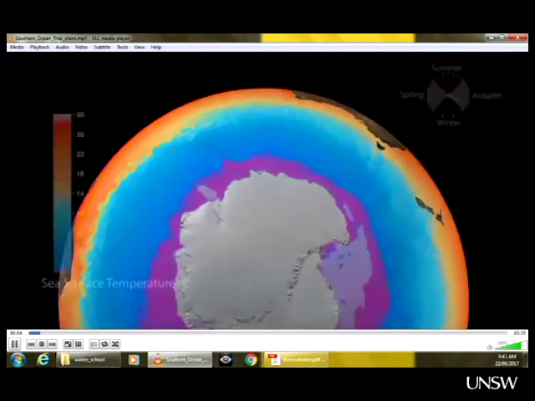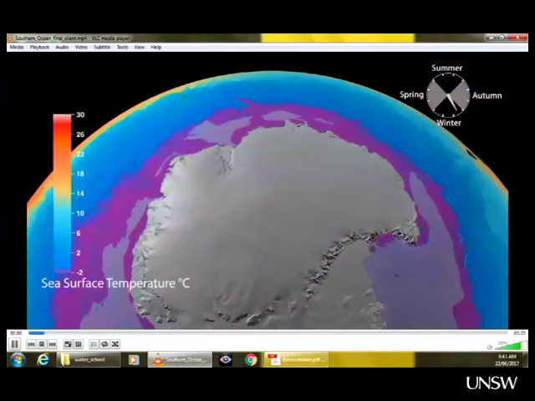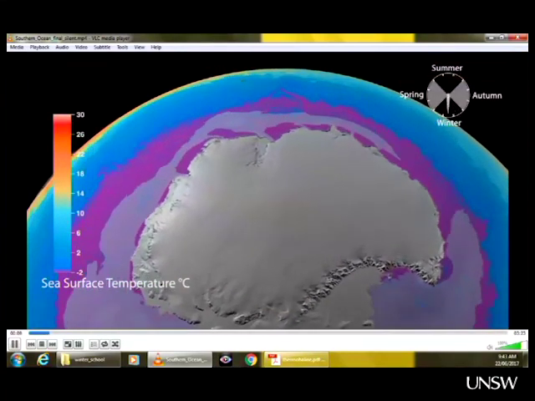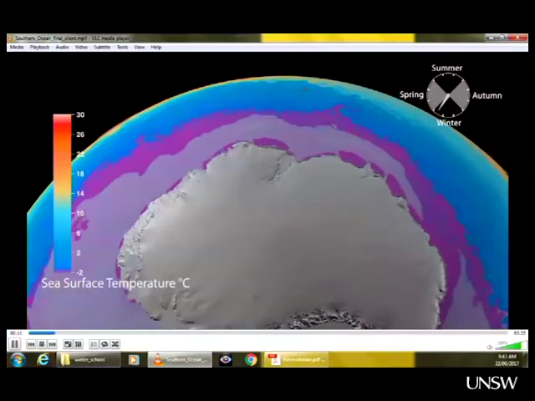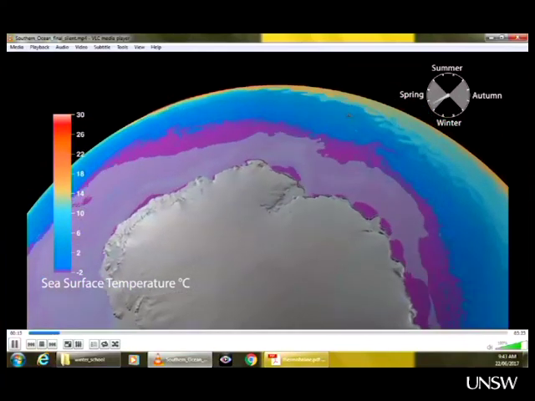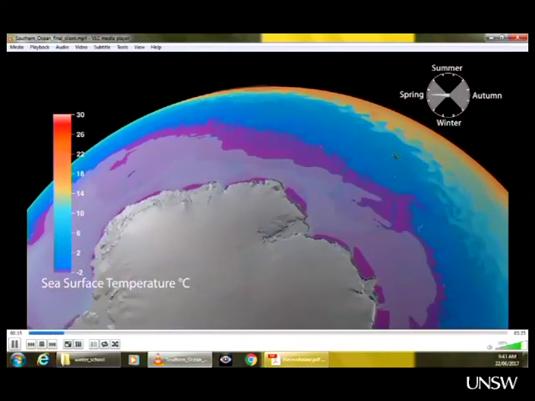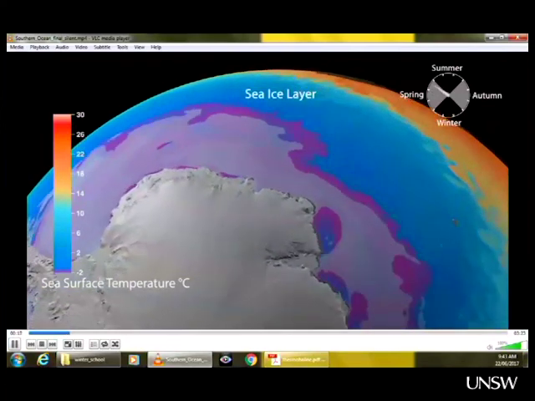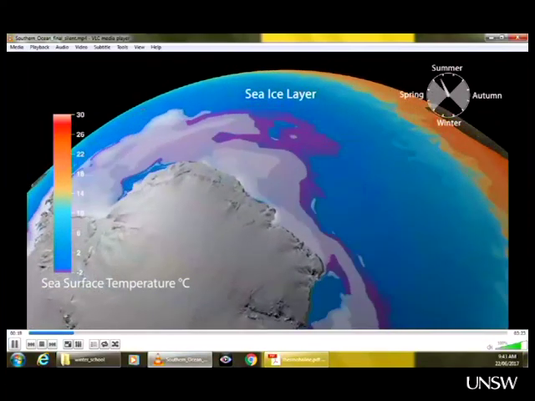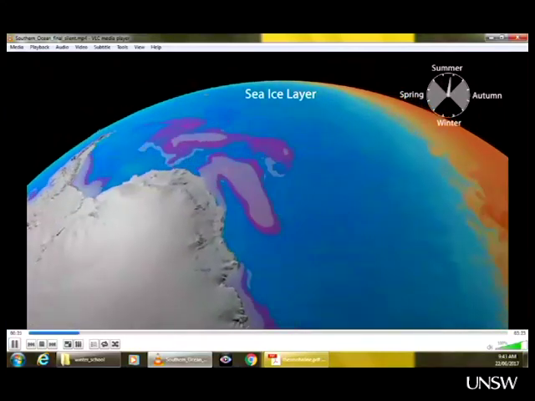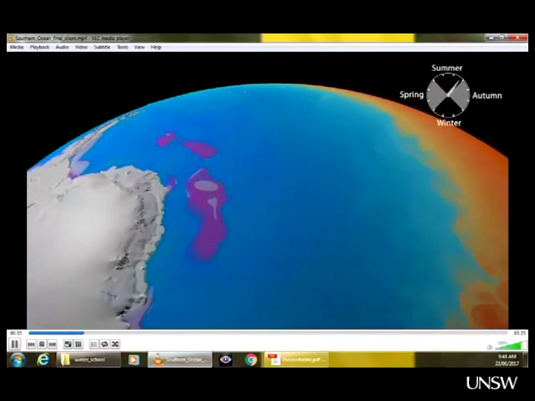So this is from a reasonably high resolution model. It was run at NCI, and this movie was made by the NCI people as well. And the point of this model was to look at Antarctic bottom water formation.